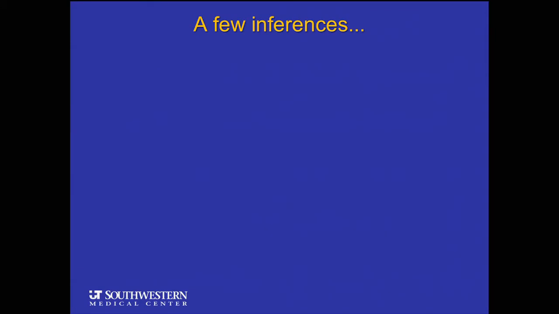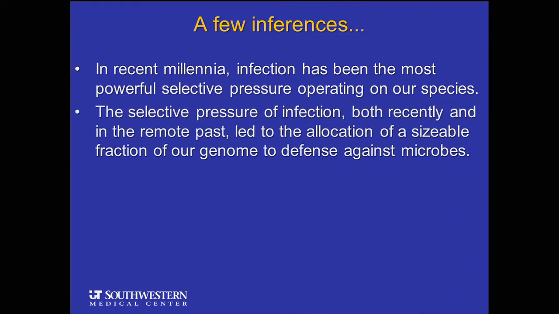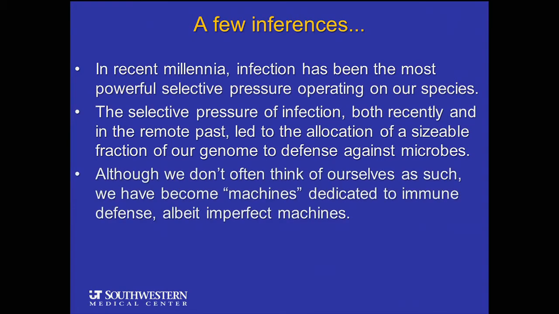The inferences to draw then at the start are as follows. First of all, in recent millennia, infection has been the most powerful selective pressure operating on our species. That's absolutely clear. The selective pressure of infection, both recently and also in the very remote past, led to the allocation of a large fraction of our genome to defense against microbes. We can speak of hundreds to thousands of genes. It could very well be that several thousand genes at least have a non-redundant function in one form of defense or another. Although we don't think of ourselves as machines very often, we have in fact become machines dedicated to immune defense. But I'd argue that we're very imperfect machines in that regard.